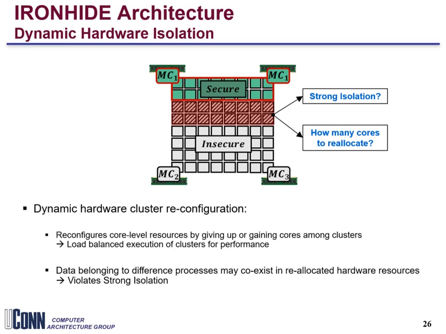Thus, the first point is how can we regain strong isolation in this case? And the second is to know of a mechanism that can allow us to decide how many cores we must reconfigure across clusters for load balance performance.